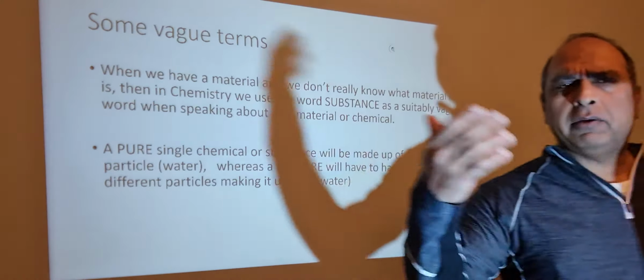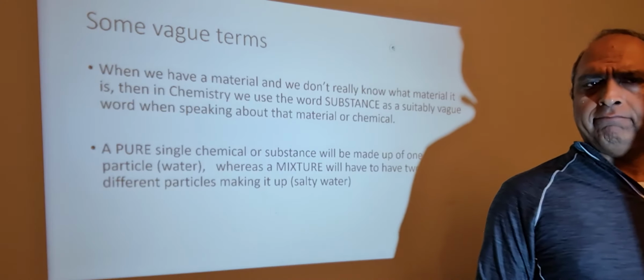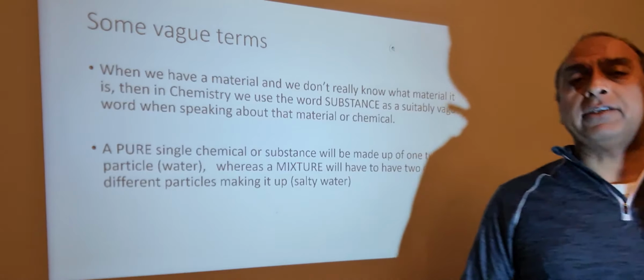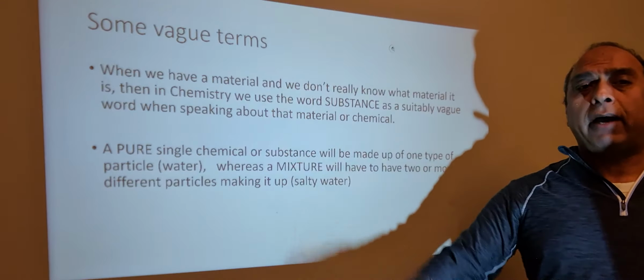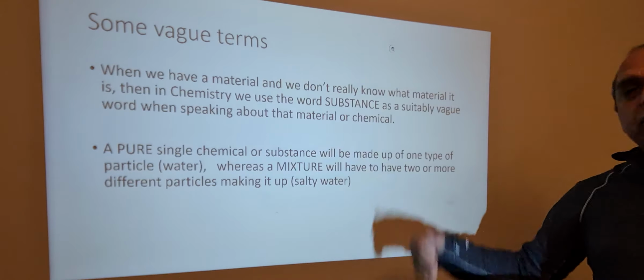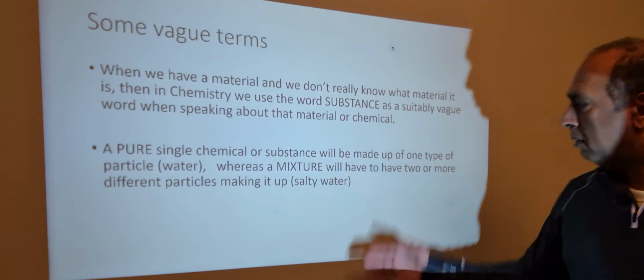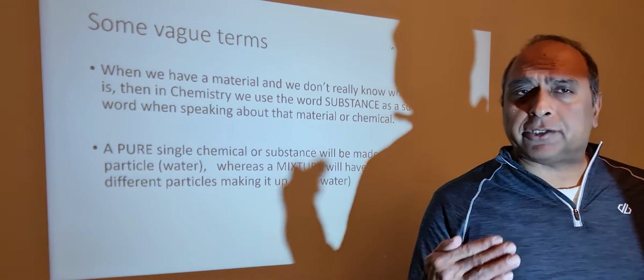So substances can be pure, like water. So say I give you a colourless liquid, I say that's a substance, what is it? Later you might find out it boils at 100, melts at 0, therefore it has to be water. But what about things that are not pure? What about salty water? Well, salty water would be what we call a mixture.